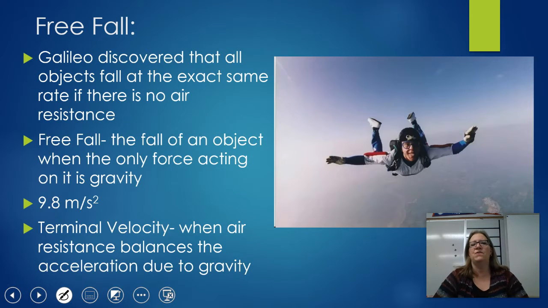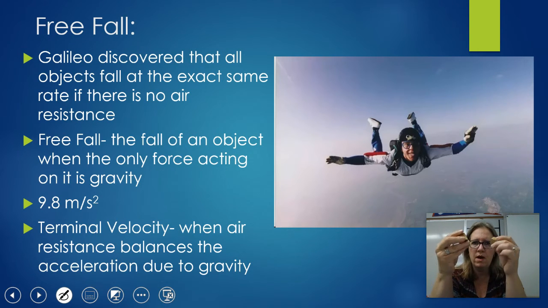All right, so let's talk about falling objects now. Galileo spent a lot of time studying falling objects, and he actually discovered that all objects fall at the exact same rate as long as gravity is the only thing working on them, okay? So if there's no air resistance, all objects fall at the exact same rate, okay? So I've got different objects here. These are my density cubes, and they're all the same volume. They're all the same shape. And what that means is that air resistance is going to act on them the exact same way.